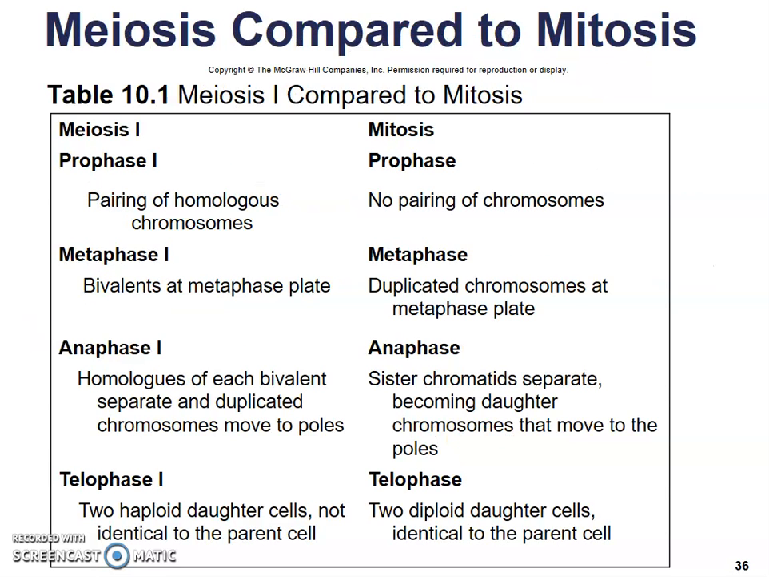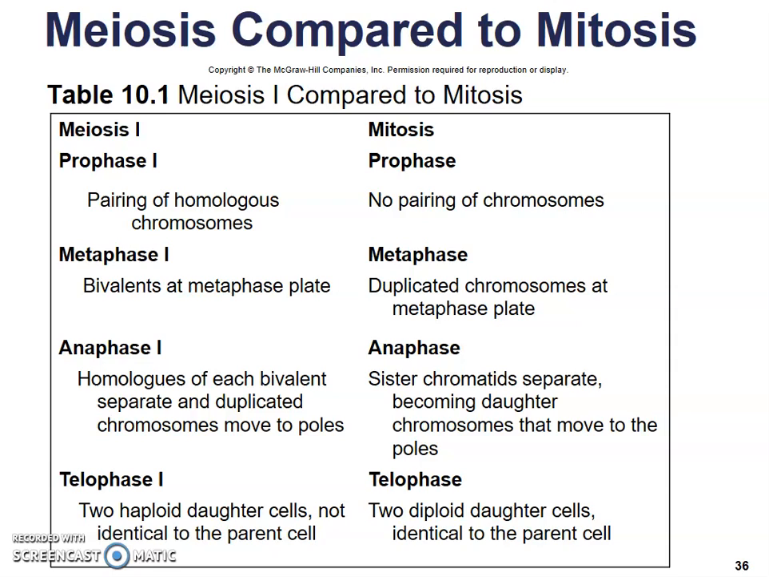Here is table 10.1. It is also in your notebook. It's comparing meiosis 1 to mitosis. So in meiosis 1, during prophase 1, the homologous chromosomes pair up, and the bivalents, the 2 homologous chromosomes paired up, are at the metaphase plate. During anaphase 1, homologues of each bivalent separate and duplicated chromosomes move to the poles. So 1 chromosome moves to each pole. In telophase 1, 2 haploid daughter cells are formed that are not identical to the parent.